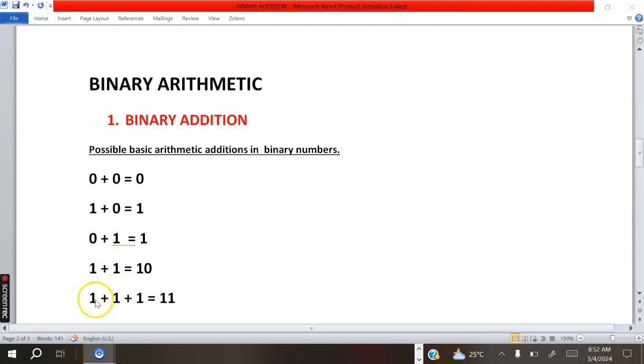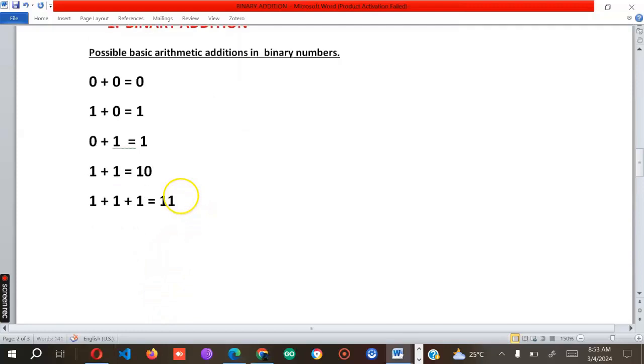Then 1 plus 1 plus 1 gives you 1 1. But we also have another scenario, whereby 1 plus 0 plus 0 plus 1 should give you 1 0. I hope we are together on that.